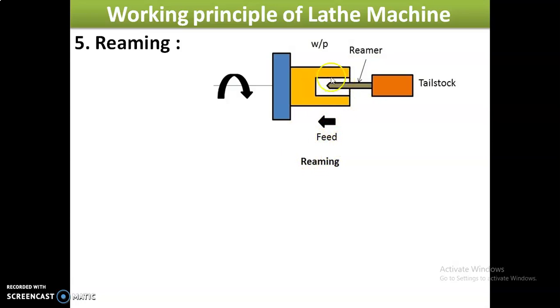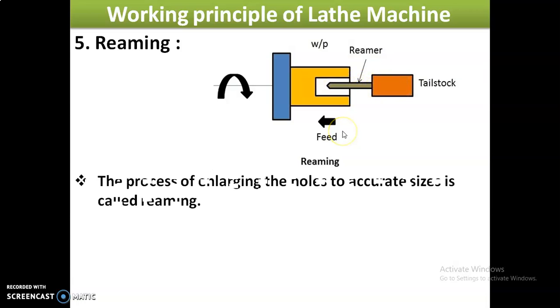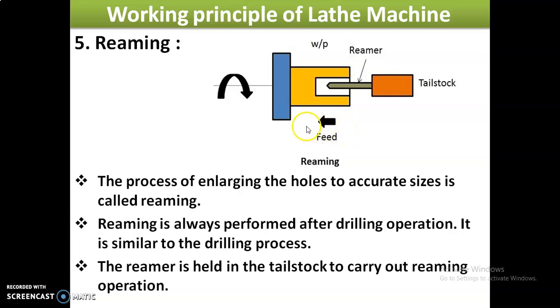Here we have an enlarged hole. The process of enlarging holes to accurate size is called reaming. Reaming is always performed after the drilling operation. It is similar to the drilling process. The reamer is held in the tailstock to carry out the reaming operation. So this is a reamer. I hope you understand about the reaming operation.